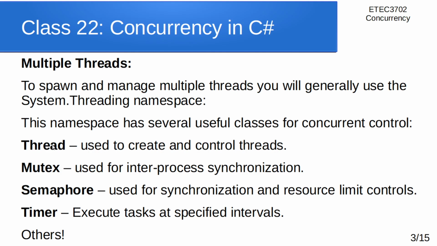Okay, so let's look at multiple threads. All right, so to spawn multiple threads, we're going to use a namespace that's part of the C# standard installation called System.Threading. And that System.Threading namespace has several classes in it that are useful for concurrency and concurrent control. For example, the Thread class is there, which allows us to create threads and control those threads. And then we have some of the traditional things that we're used to seeing, Mutex. There's a Mutex class, there's a Semaphore class. There's a Timer class, and then there are other ones in there as well. Similar to what we saw in Python, there's a lot of analogous classes that we can use to make instances from to do things with.